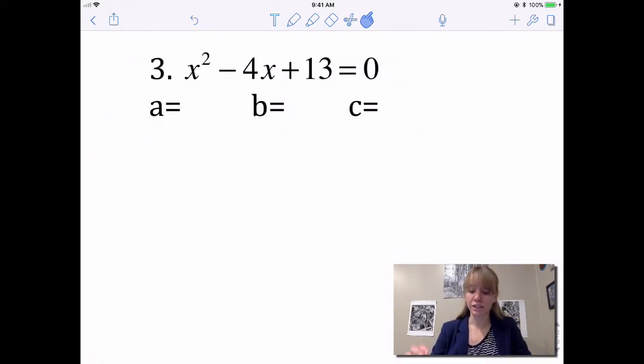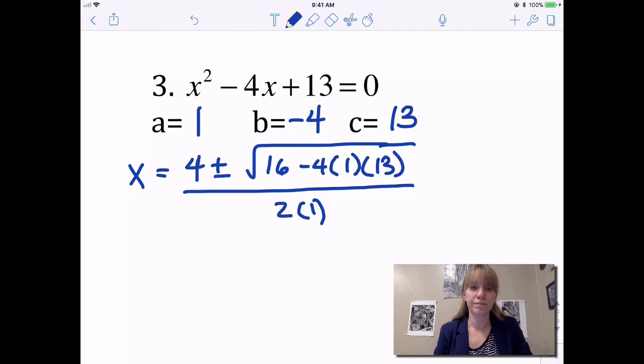So I'm again going to do this first step. If you want to pause the video, do the first step, and then we'll come back together. So here's what I get just for plugging everything in: 4 plus or minus the square root of 16 minus 4 times 1 times 13, all over 2 times 1. And I plug this whole piece into my calculator.